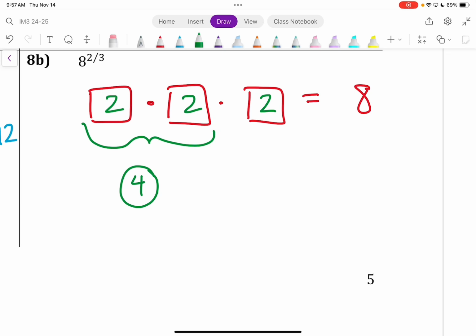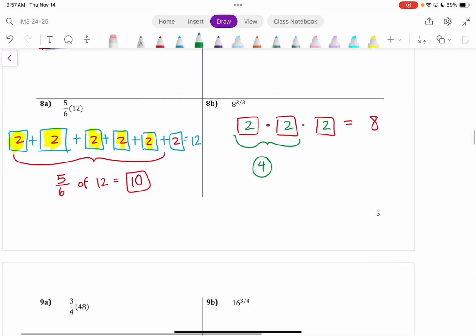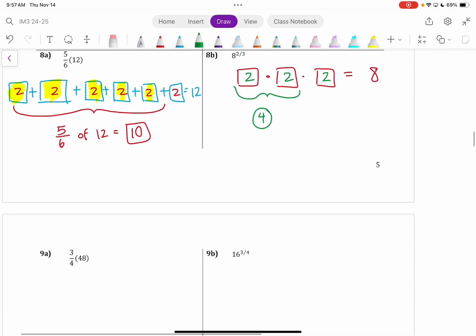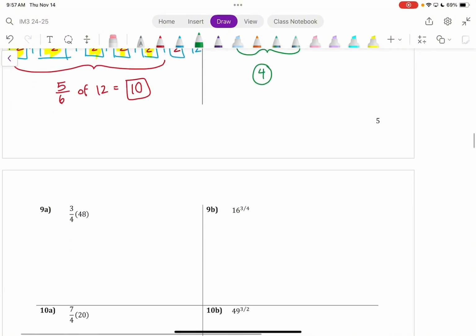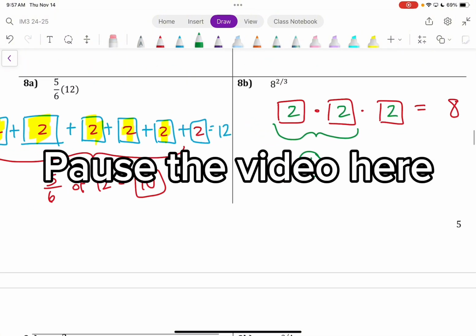All right. Try the next one on your own. See how well you understand this. Try out 9a and 9b. I'll leave this up for you guys to try it out.